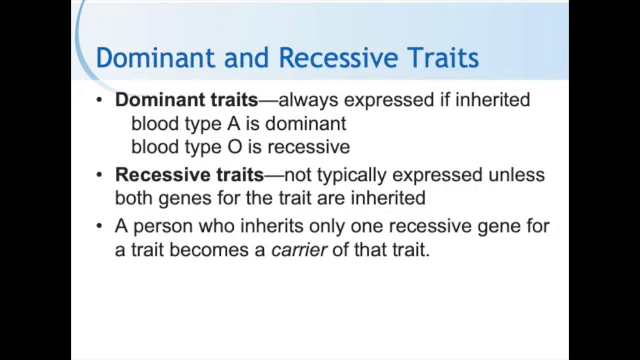Dominant traits are always expressed in a person, even if only one gene of the pair is inherited for that trait. Recessive traits are not typically expressed in a person unless both genes for the trait are inherited, which means one from each parent. A person who inherits only one recessive gene for a trait becomes a carrier of that trait. This makes it possible for the trait to be expressed in later generations.